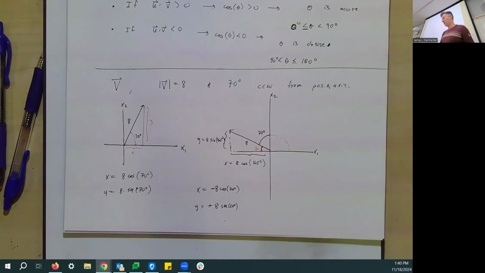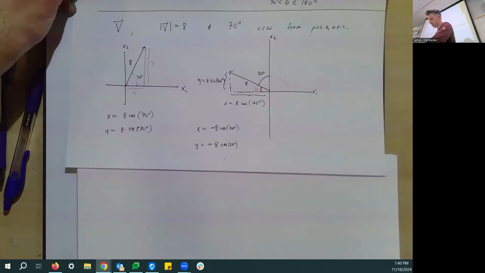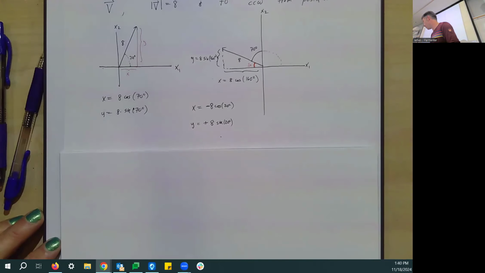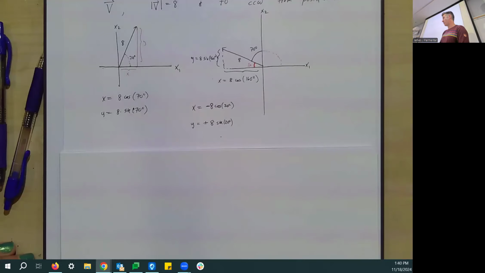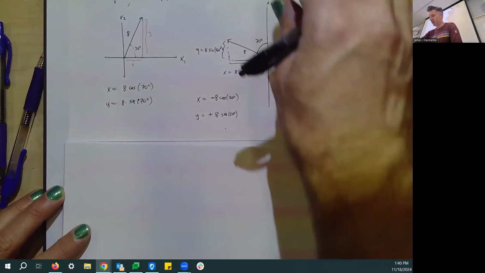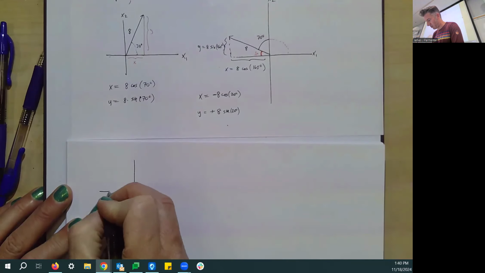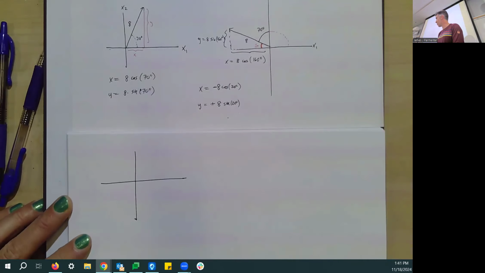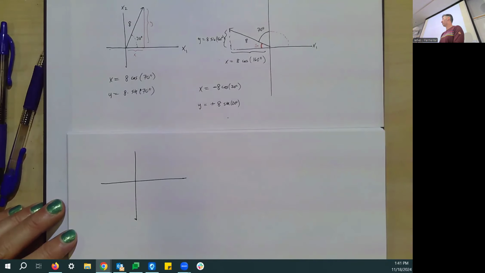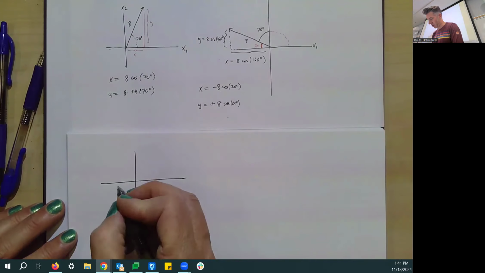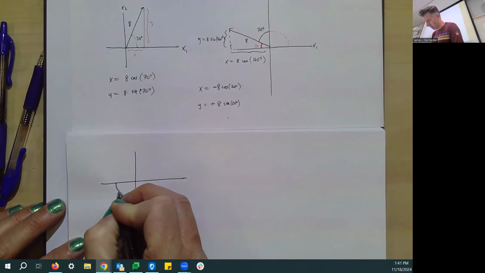So that'll work. And I'll just point out, you could also do that for the next one. For the next one, let's read this very carefully: length 5, 20 degrees counterclockwise from the negative x2 axis. It seems like you're making it harder on yourself. So we're going 20 degrees counterclockwise from the negative x2 axis. So we're starting here, and we're going 20 degrees that way.